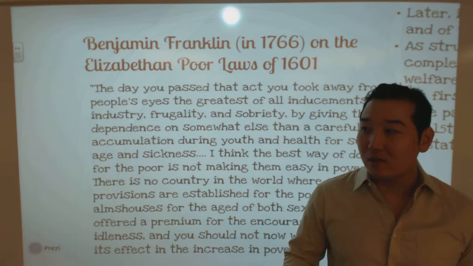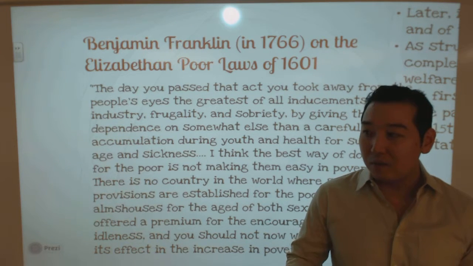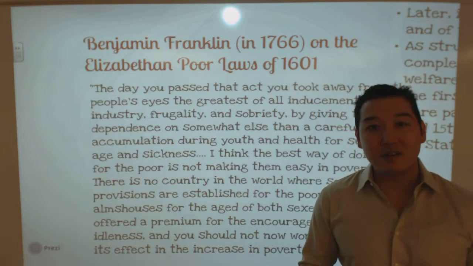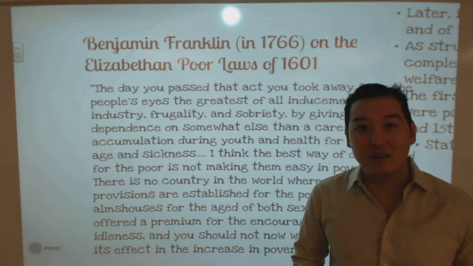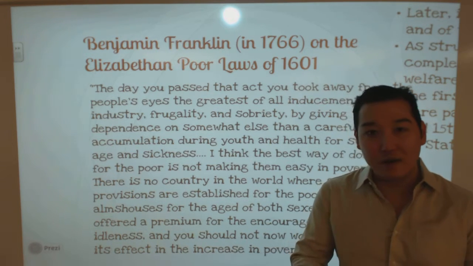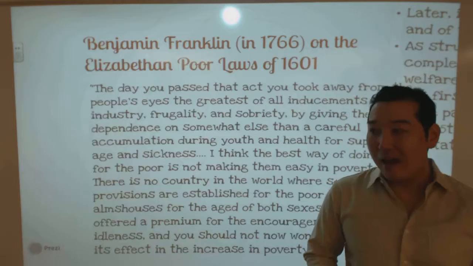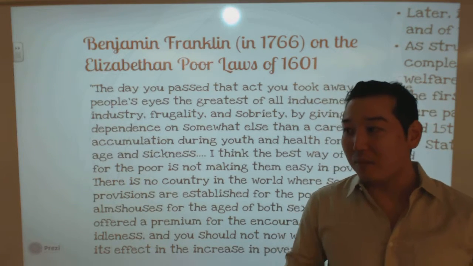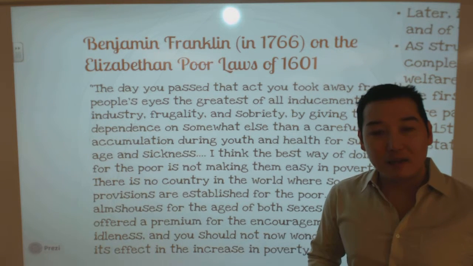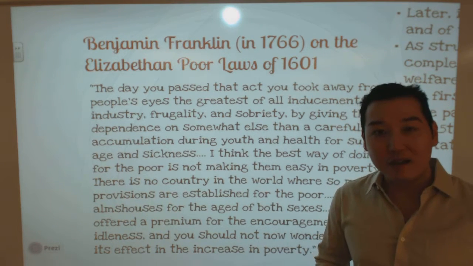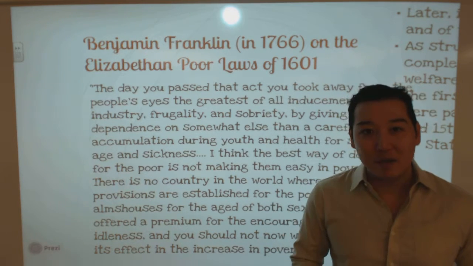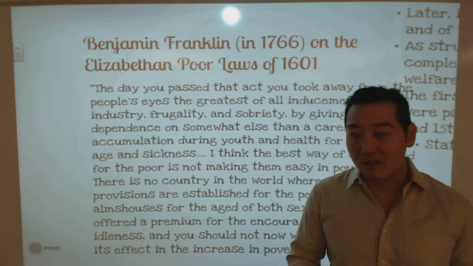By giving them a dependence on someone else rather than a careful accumulation during youth and health for support in age and sickness. So essentially, he's saying that we're creating dependency on the part of welfare recipients, and we're giving them an option besides careful accumulation. We're taking away the incentive for people to save for a rainy day, in other words. So the suggestion here is that people should be saving their money for when they get older, for when they get sick, in other words.